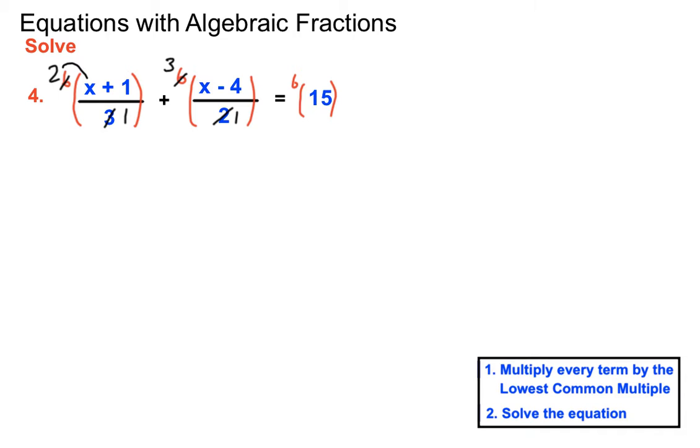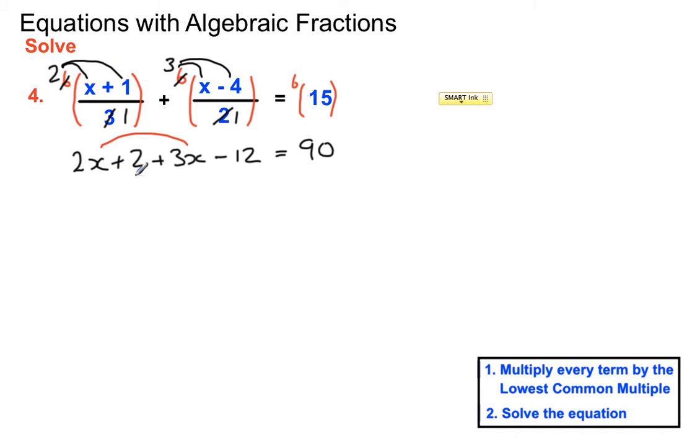The 2 multiplies by both terms on the top. 2 times x is 2x, 2 times the 1 is 2, 3 times the x is 3x, and 3 times the minus 4 is minus 12. Make sure those top numbers go all the way through those tops of those fractions. That equals 90. Once again, we just have to join common terms here.